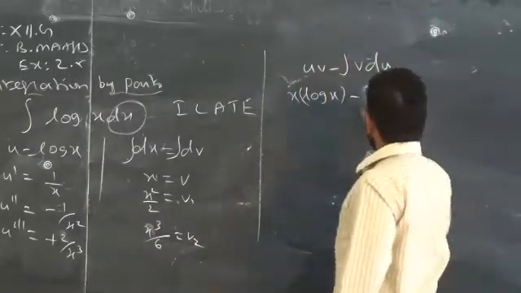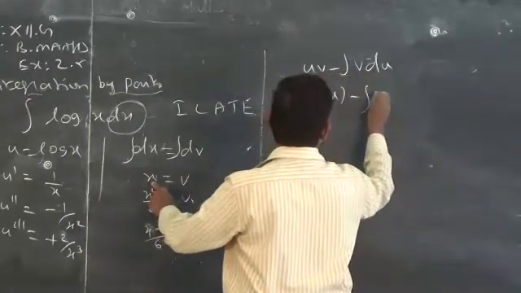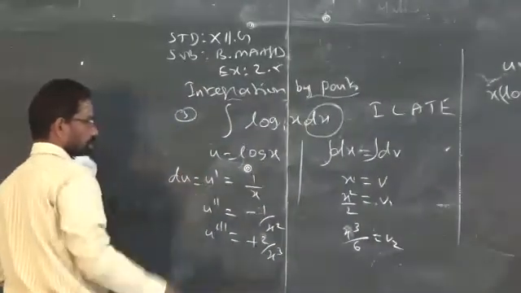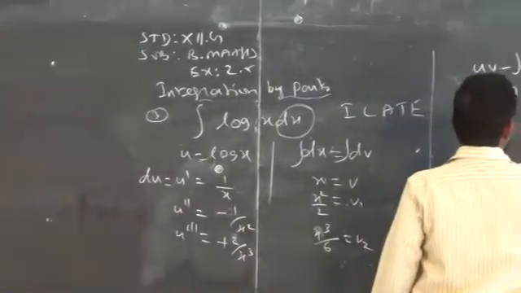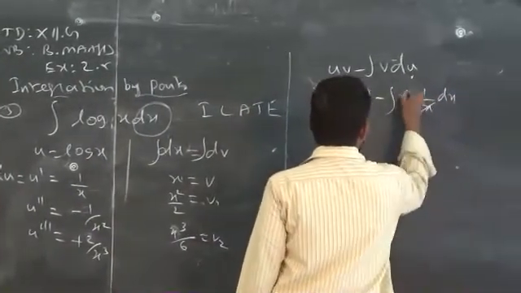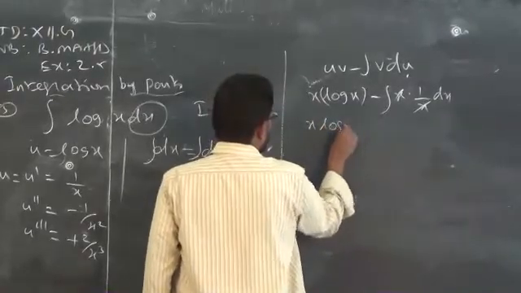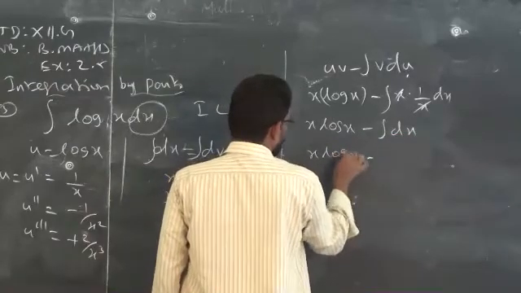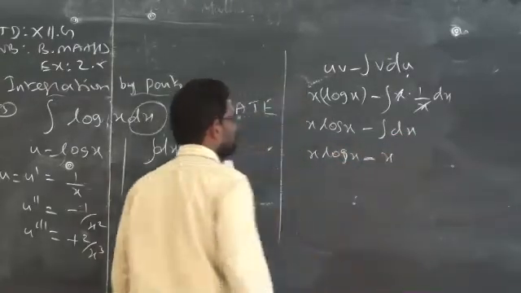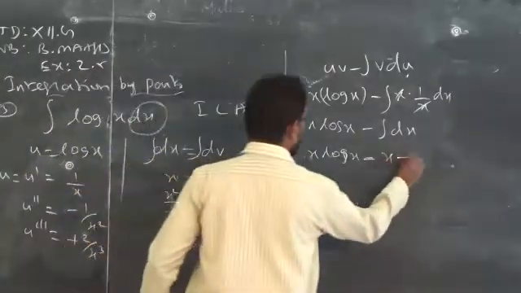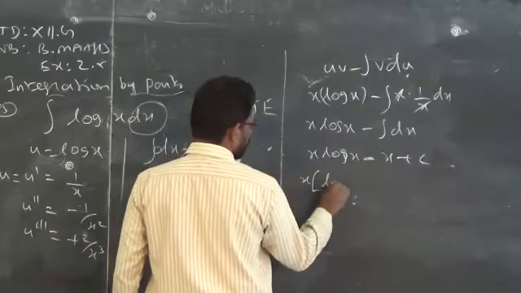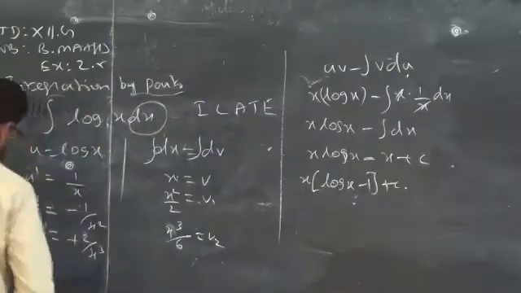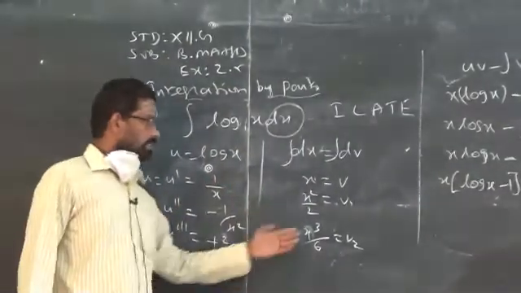So x log x. Now v is x. What is du? Du is nothing but the first order derivative, so into 1 by x into dx. X gets cancelled. So x log x minus integration of dx. So x log x, integration of dx is x plus c. This is your required answer. Possibly you can take x as the common factor: x into log x minus 1, plus c. Clear? Here there is no need to find this, just for your understanding purpose I did.